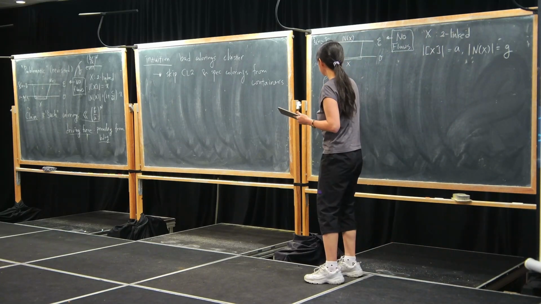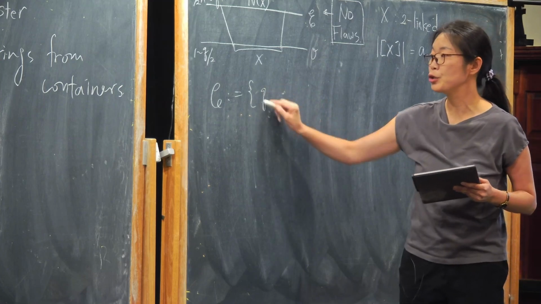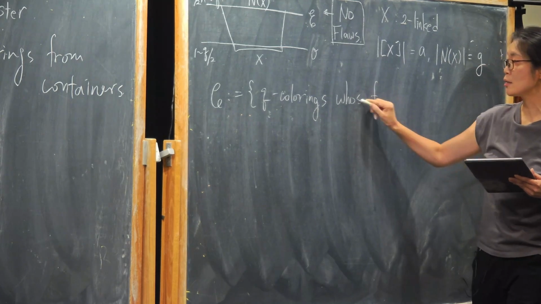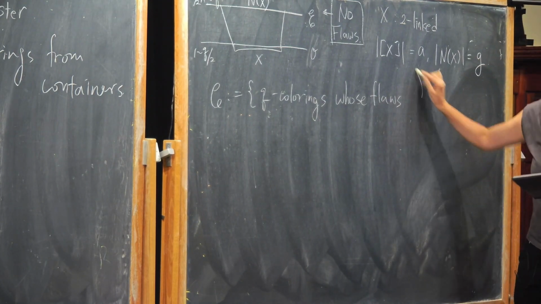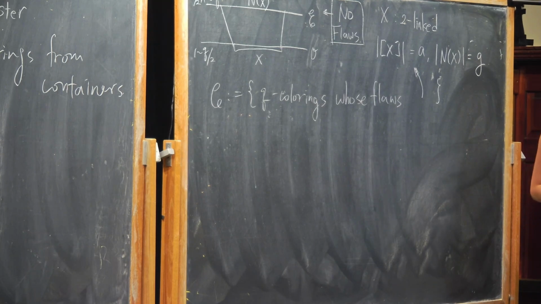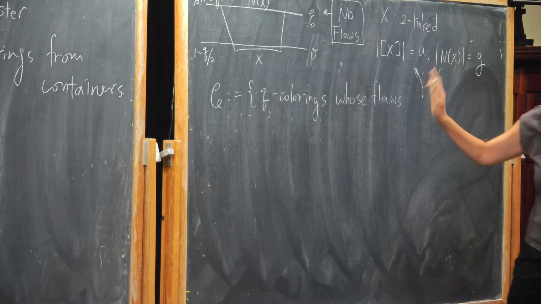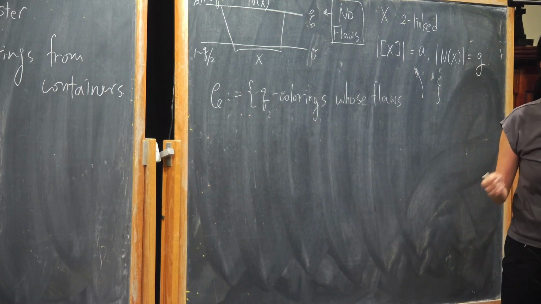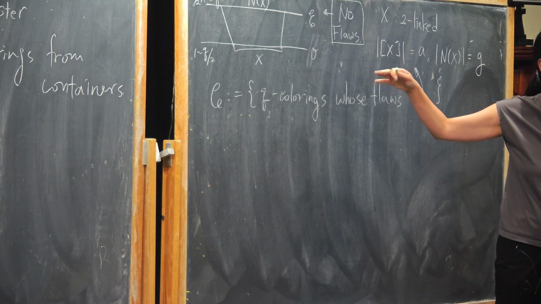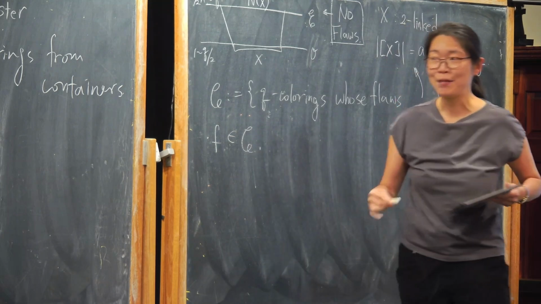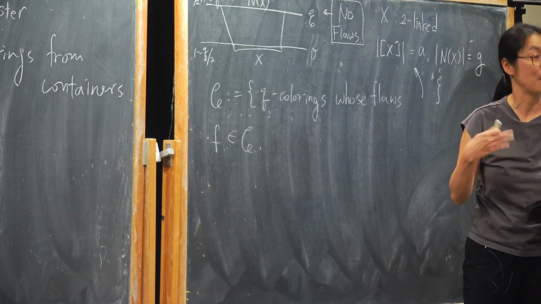And then we use C for the Q colorings whose flaws are like this. So in other words, C is the collection of such Q colorings whose flaws satisfy this picture. That's the definition of C. So C is the collection of these spatial bad colorings. And then we'll use F for a member of C. So F is always a bad coloring.